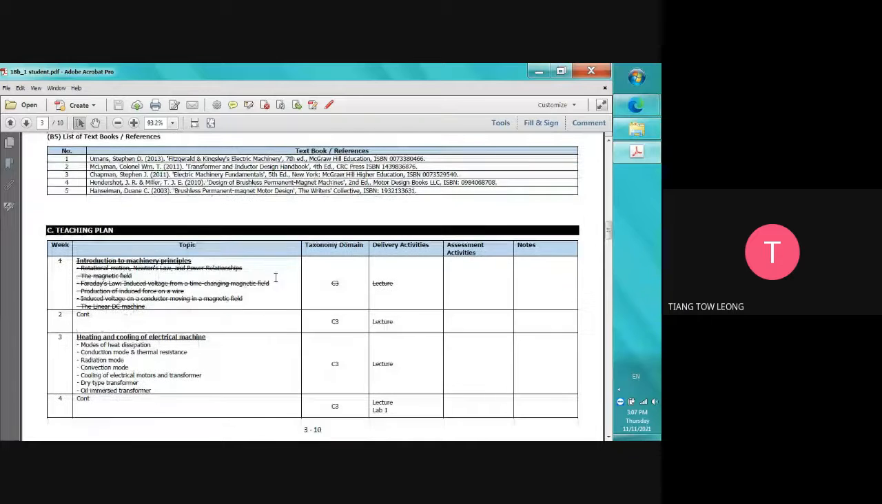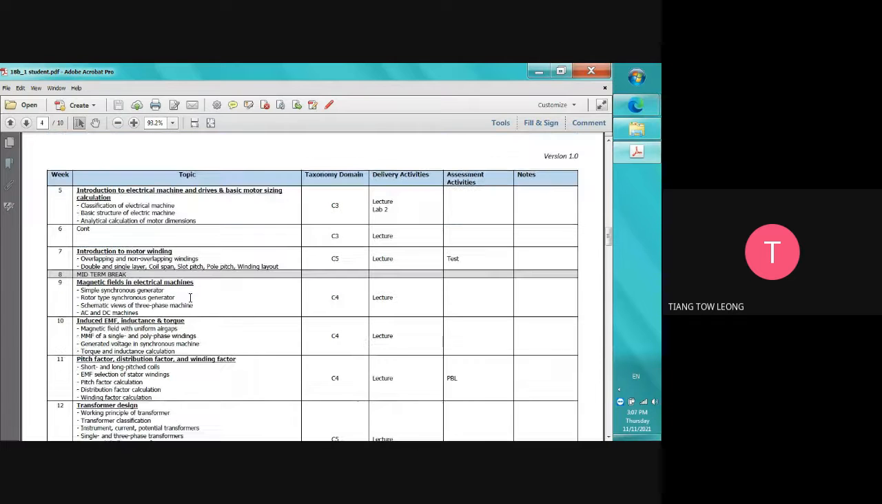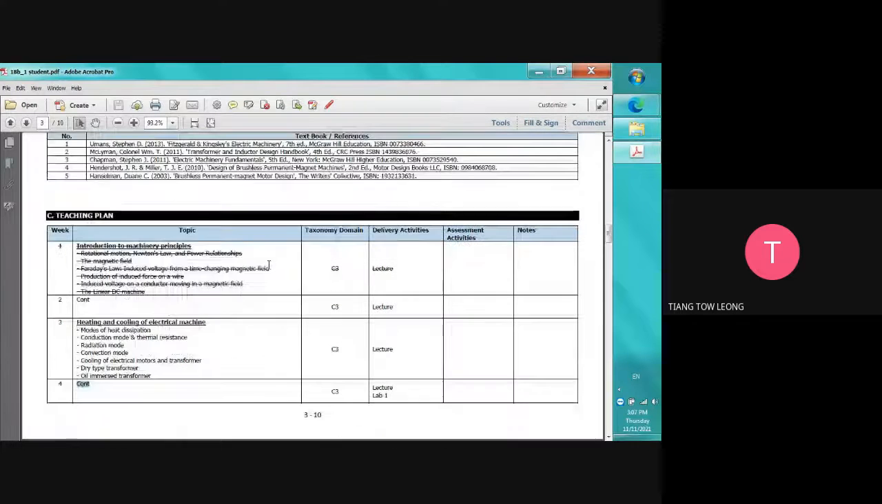By right, we need to finish chapter one, and then we need to finish this chapter, heating and cooling for electrical machines. So we are in week four. By right, we finish this one until the heating and cooling of electrical machine. I think we need to do the class replacement this weekend or tomorrow. Later we discuss, so that we can cover all the topics according to the teaching week.